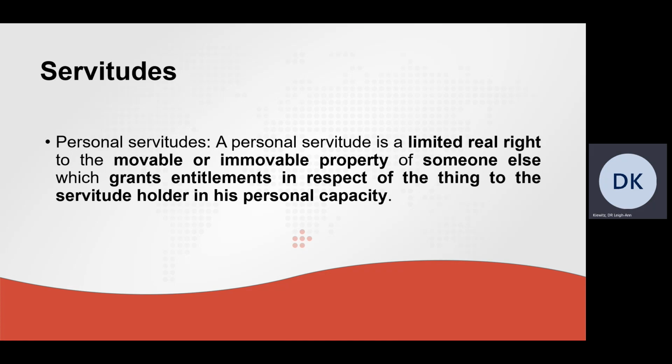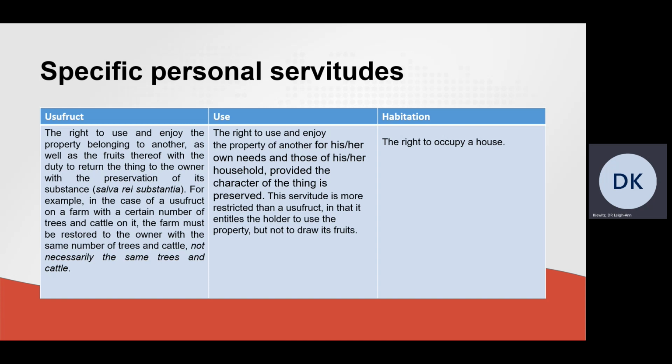Personal servitudes. A personal servitude is different from a predial servitude. A personal servitude is a limited real right to the movable or immovable property of someone else, which grants entitlements in respect of the thing to the servitude holder in his personal capacity. There are three categories of personal servitudes, namely a usufruct, use, and habitation.